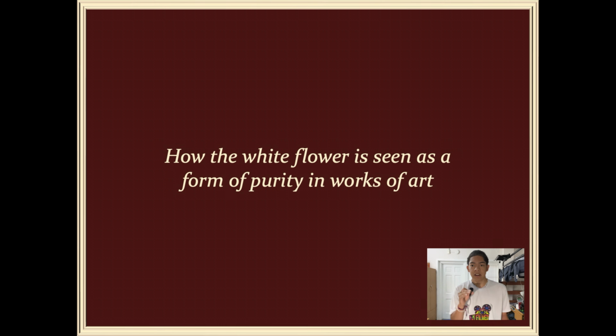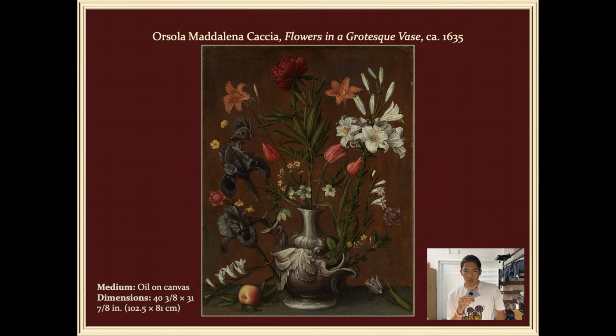There are tons of flowers that look very similar to it in a lot of Italian works. And I will be explaining how each white flower in each painting is a symbol of purity and love. First artwork being a still life by the artist Olosa Maddalena Cassina. Not sure if I said her name right at all. I apologize. And the title of this work is Flowers in a Grotesque Vase from the year 1635.